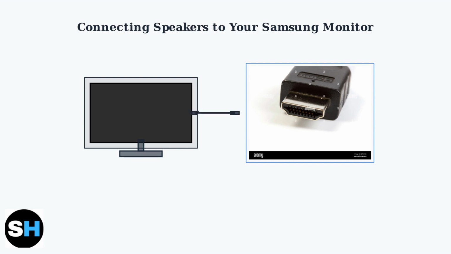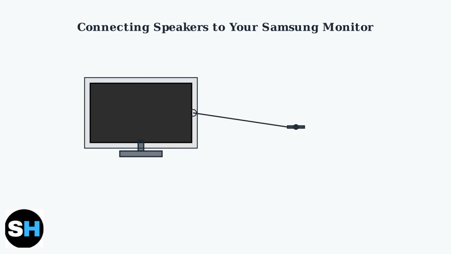To connect via HDMI, simply plug the HDMI cable from your speakers or audio system into the HDMI port on your monitor. The connection should be firm and secure. Alternatively, you can use the 3.5mm audio jack. This is a simple analog connection. Just plug your speakers directly into the audio port.